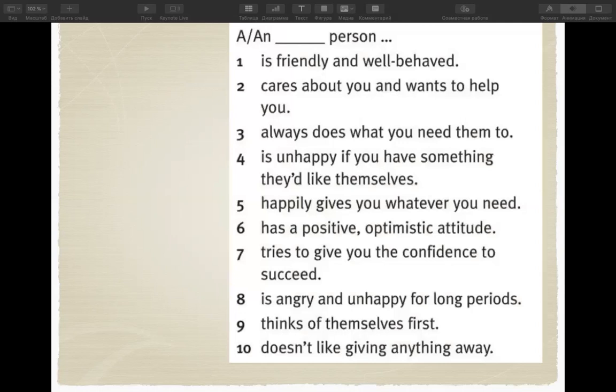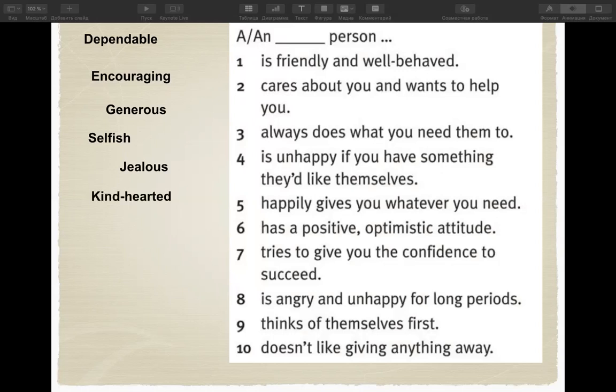Okay, some more new words. Dependable. Encouraging. Generous. Selfish. Jealous. Kind-hearted. Mean. Pleasant. Sulky. Upbeat.